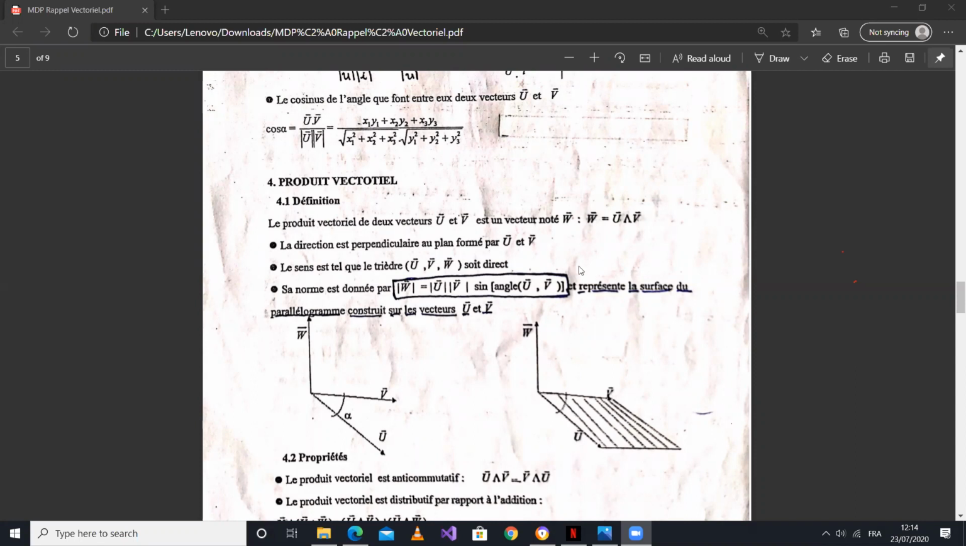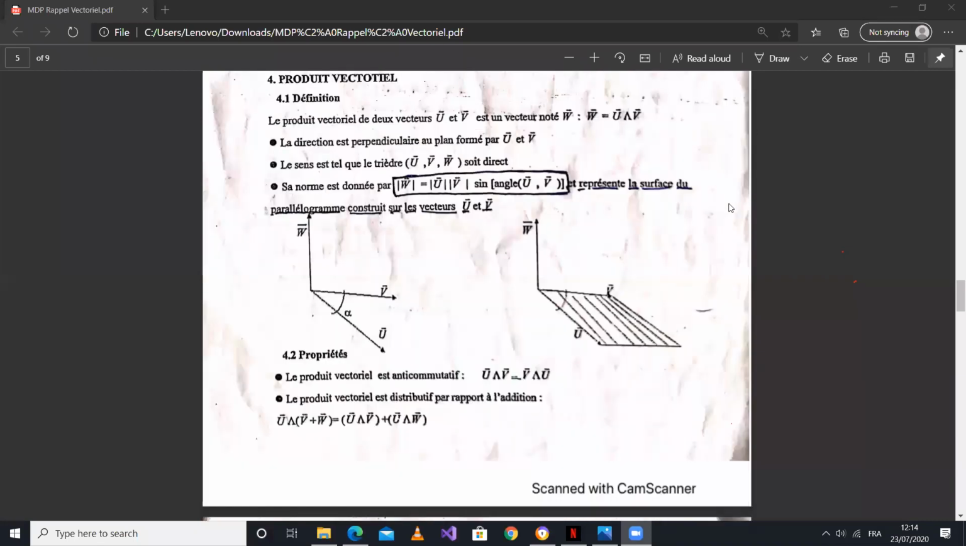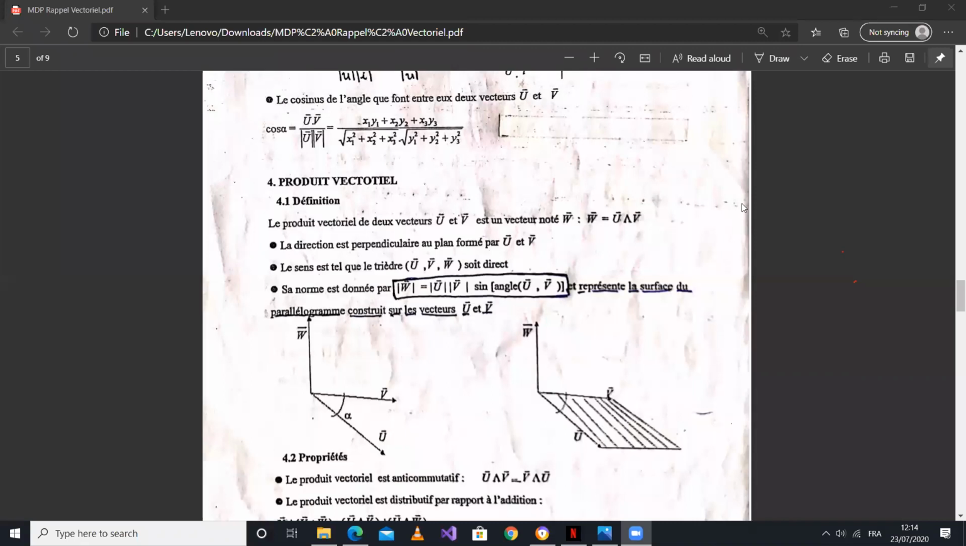So we now advance to the properties of the product vectorial. Number one, the product vectorial. W is perpendicular to both V and U, but on the perpendicular part, how is W perpendicular to U? As you can see on the diagram, they don't look perpendicular.